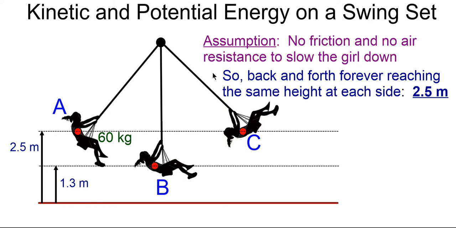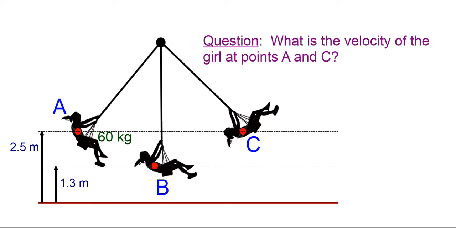Now, we'll start with an assumption, two really, because there's no friction here in the swing set, and a bigger one, there's no air resistance. In the real world, you would feel some wind. She'd feel wind in her face, wouldn't she? And that would slow her down some. But we will not assume that. We'll assume there's none of that friction, and so she'll go back and forth forever, basically, as high as 2.5 meters on the top. That's how high she'll be. And on the bottom, she'll be at 1.3 meters forever.